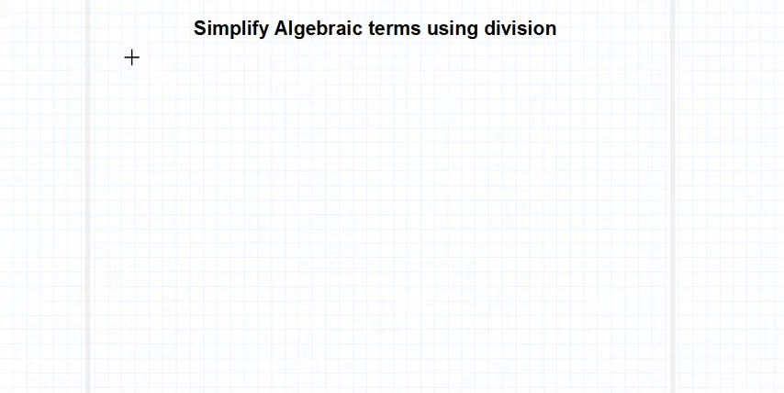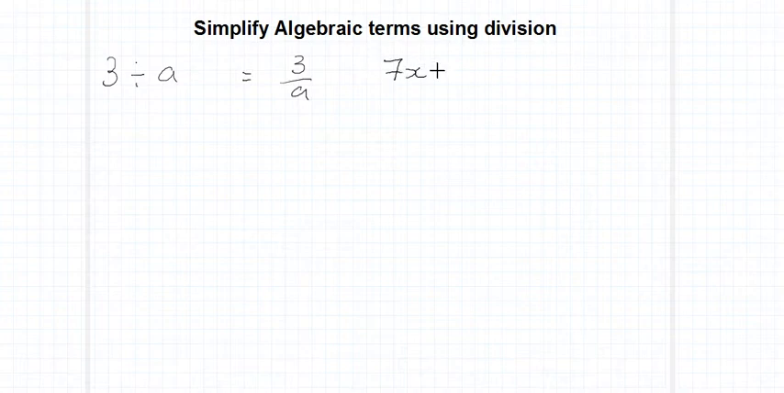In this video we're going to go over a basic explanation of how to simplify algebraic terms using division. The first thing we have to realize is that division is like a fraction. So for example, if I said what is 3 divided by a, another way of writing that is 3 over a. Conversely, if I said what is 7x divided by 14, that would be 7x over 14. And what we're actually doing in these situations is figuring out a way of simplifying them.